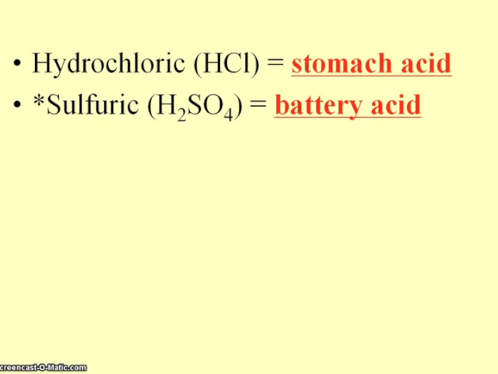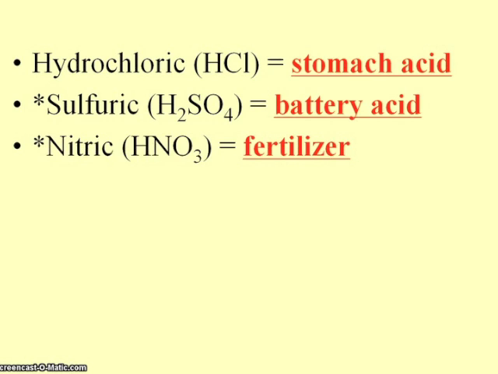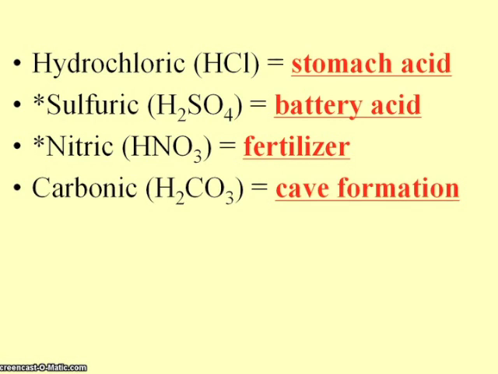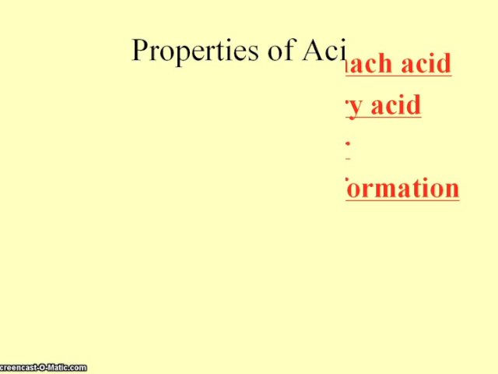Sulfuric acid, H2SO4, is what we find in batteries. Nitric acid, HNO3, is found in fertilizers. Carbonic acid, H2CO3, we find in cave formations, or it's what creates the caves. And we created that earlier in the year. And the ones with asterisks come from fossil fuels. A lot of times we're going to refer to sulfuric and nitric acid as your SOXs and your NOXs, your sulfur oxides and your nitrogen oxides.